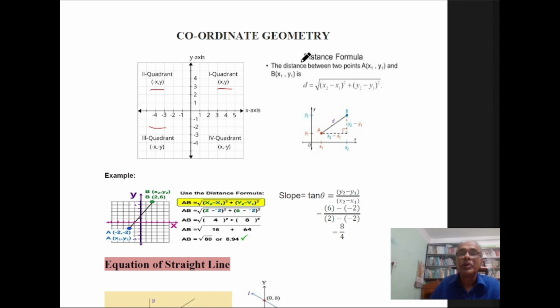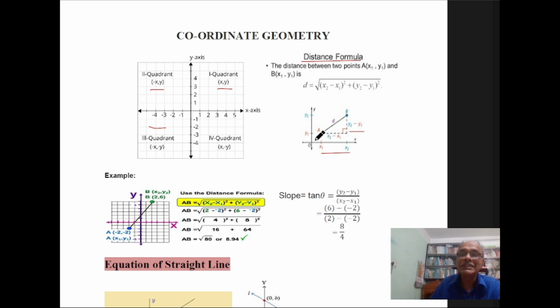Now this formula, distance between 2 points. Suppose this point A is x1, y1 and B point is x2, y2. So AB is the distance between these points. So how can you calculate it? Here you see x1, y1 means this length is x1, and x2, y2 means this length is x2. So this length will be x2 minus x1. Similarly, this is y1, and this length is y2. So this is y2 minus y1.